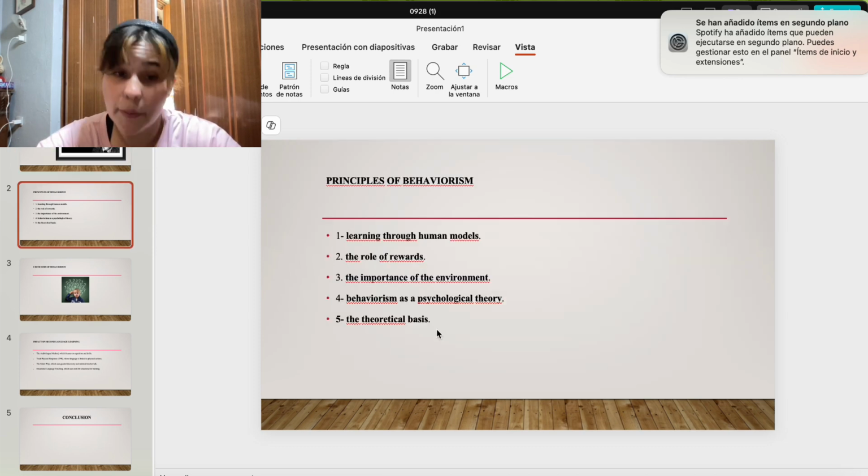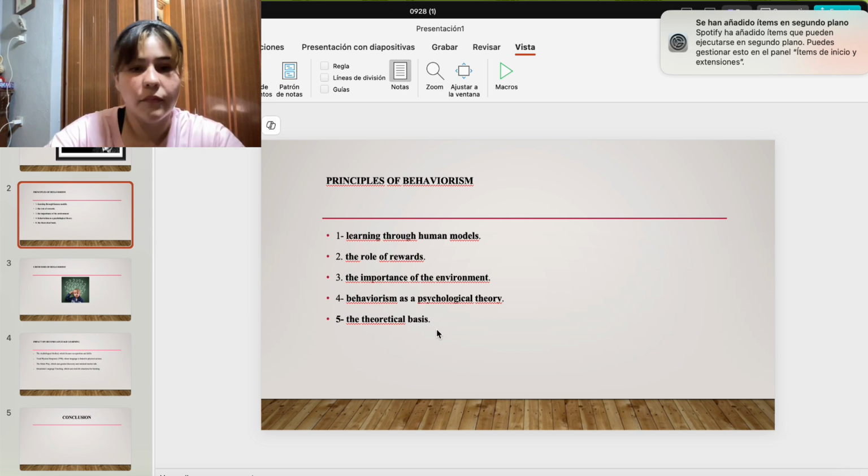Principles of behaviorism. The first one, learning through human models. Infants learn language by imitating adults or other people around them. This process includes imitation, practice, and positive reinforcement. For example, when an infant hears the mother say bye bye, the baby tries to imitate the sounds and the gestures. When the parents smile and wave back, the baby repeats the action, gradually learning the word.